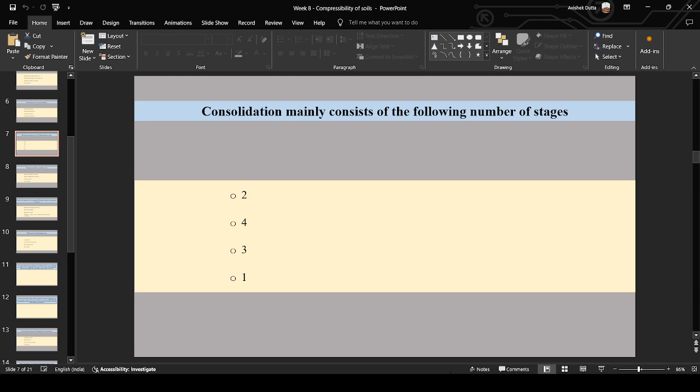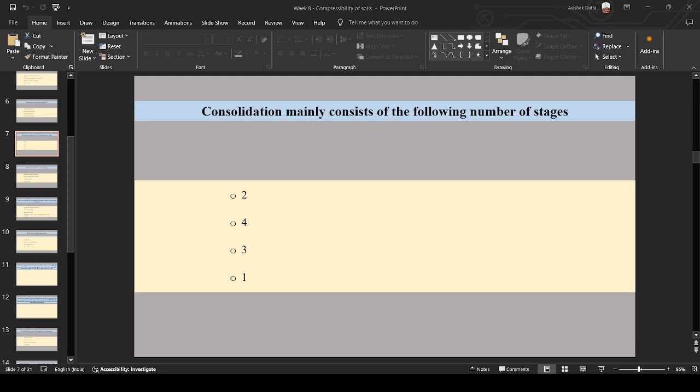So in those kinds of soils, consolidation mainly occurs in the following number of stages: 2, 4, 3, or 1. How many stages are there in the process of consolidation? That is the main question over here.